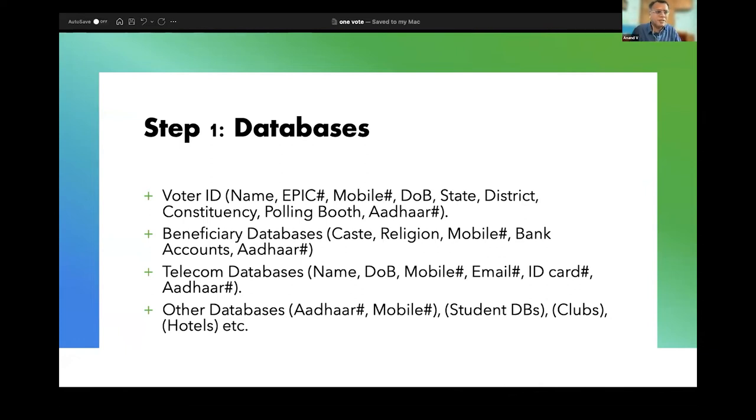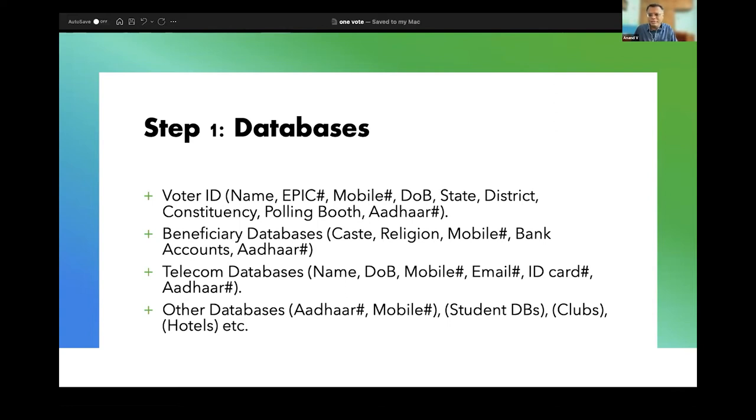The telecom databases are interesting in the sense that there are quite a lot of places where you can find telecom databases. These are typically sold by operators who are manning these stations, or sometimes there was a vulnerability in those systems, which allows them to do massive scraping and so on and so on.